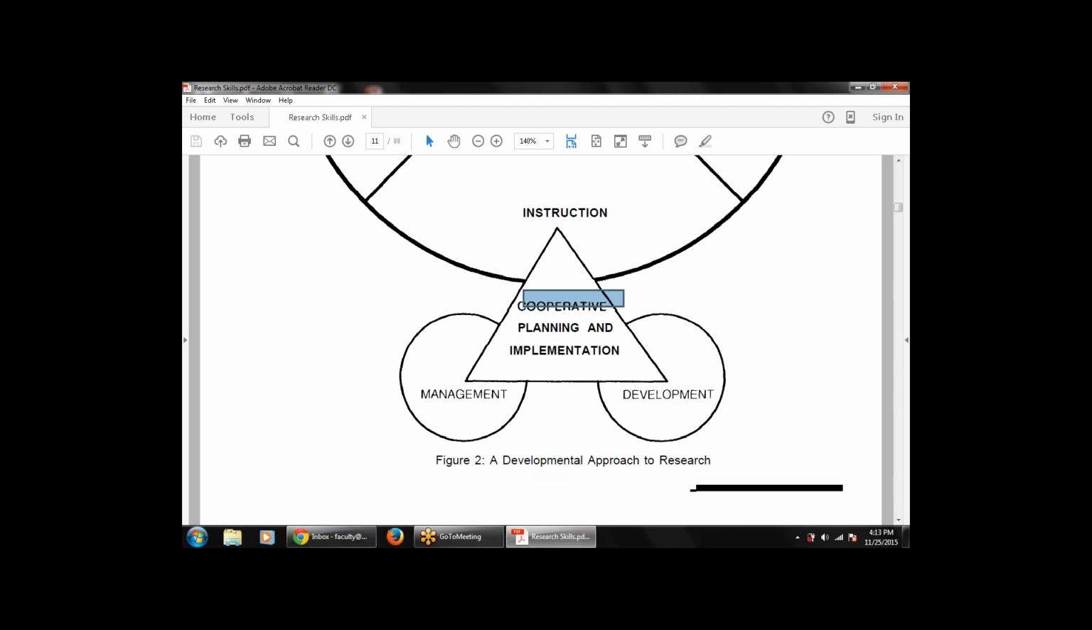And this says this is the cooperative planning and implementation, that there should be proper planning and implementation to make the research develop, starting from the management and going till the development. So there are 5 basically: one is the planning, one is the information retrieval, one is the information processing, then information sharing, then evaluation. With the help of these 5 phases there will be development in the research.